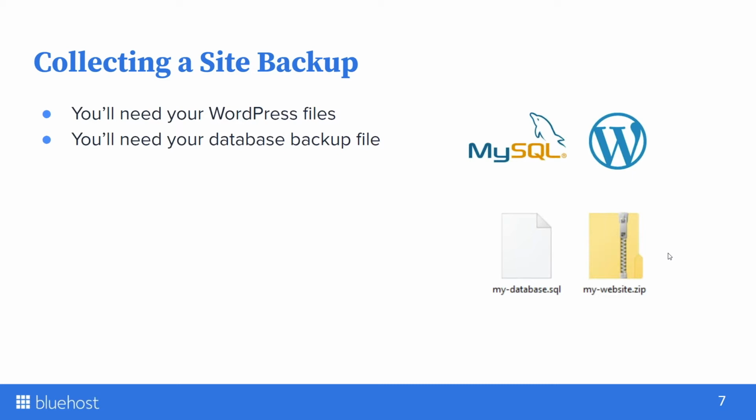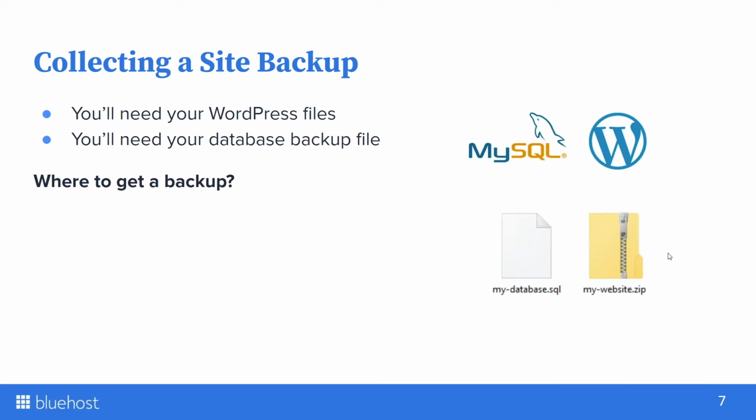So things like your users, if you have multiple users, like administrative users or subscribers. If you're an e-commerce website, this is where all your products are. This is also where all of your orders are. Your pages, your blog posts, all of that stuff is stored in your database. So without your database, your site will look kind of plain and bare. So these are the 2 key things that you'll need in order to complete the website migration itself.